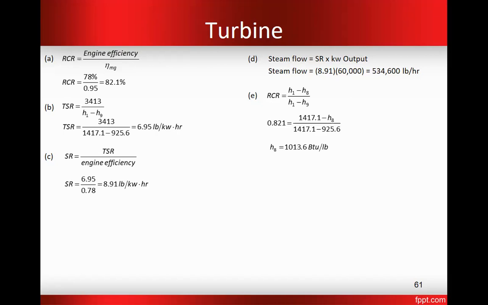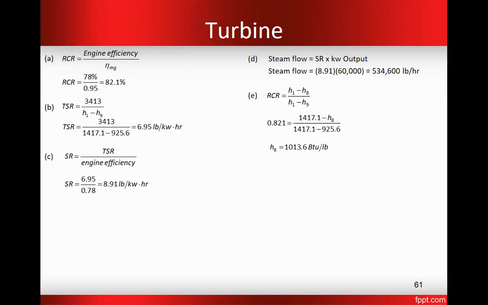Letter D, walang magbibigay ng horsepower, kasi ang natin is generator. The steam flow is equal to SR times kilowatt output is 8.91 times 60,000. 8.91 is pounds per kilowatt hour. Multiply mo ng 60,000 kilowatt, magiging pounds per hour unit mo. Is 534,600 pounds per hour.